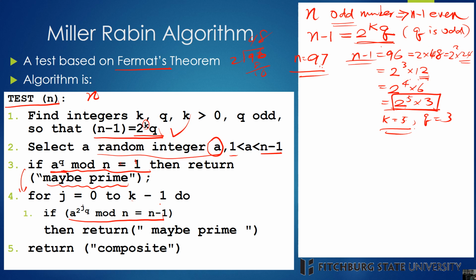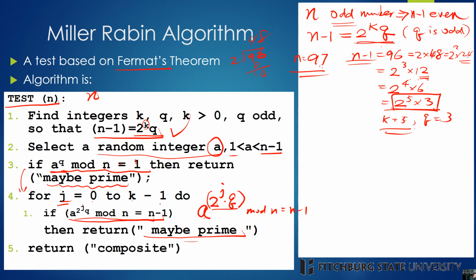So if a to the 2 to the j times q, that's the power of a, so a to the 2 to the j times q mod n is n minus 1, then we return maybe a prime. For each j, we start from j equals 0, and if this is true for any j between 0 and k minus 1, then we return maybe prime.